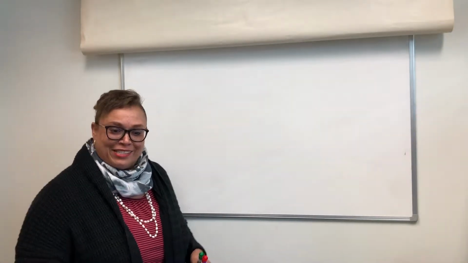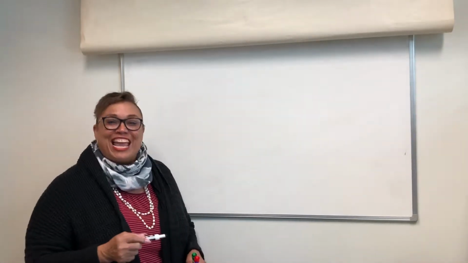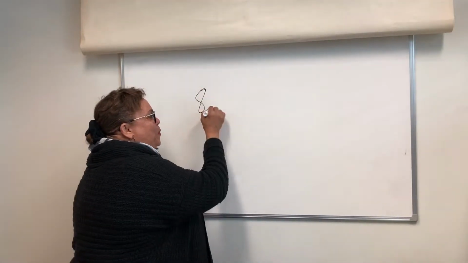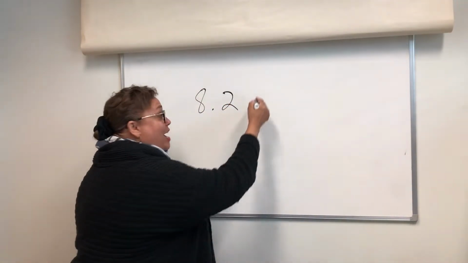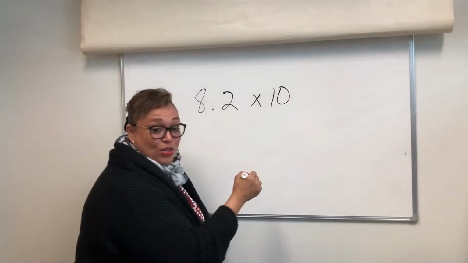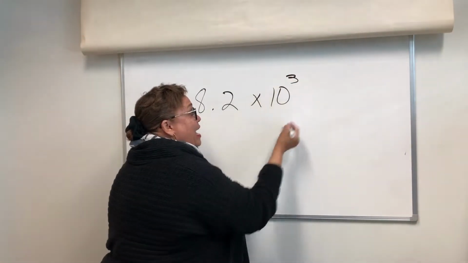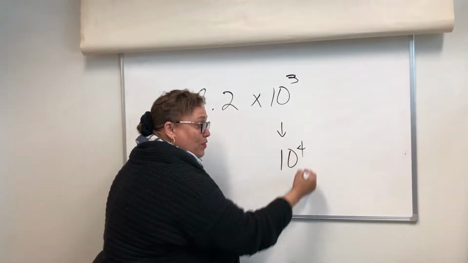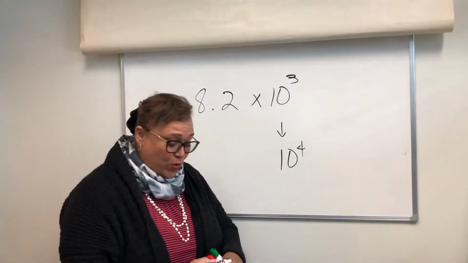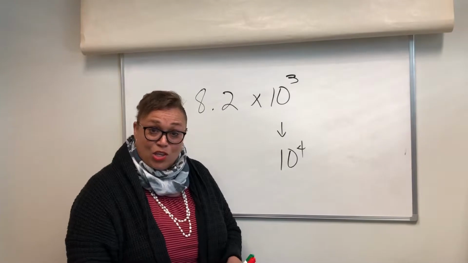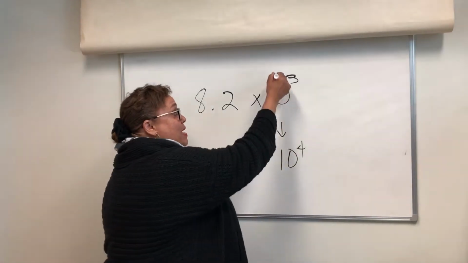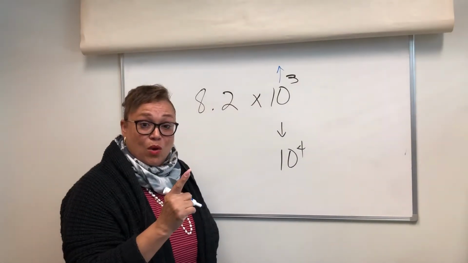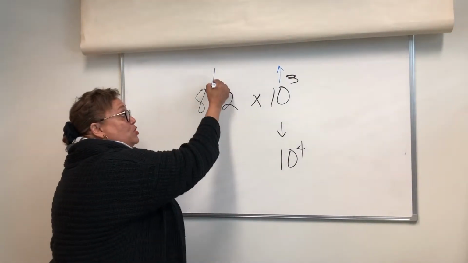Okay, next. Now changing the powers of 10, let's do an example. I've got 8.2 times 10 to the third. And I want you to make this 10 to the fourth. Now, what are you doing with the power of 10? You are actually doing what? Making the power of 10 go up by a magnitude of 1, which means that the decimal portion must do what?